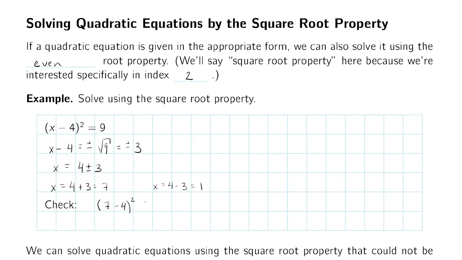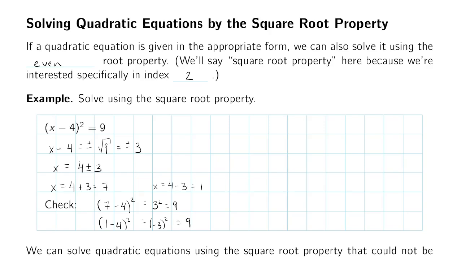7 minus 4 squared, that's 3 squared is 9. 1 minus 4 squared, that's negative 3 squared, is also 9. Now, the big advantage that this method has over factoring, in addition to the fact that it's faster and easier if our equation is set up properly, is that we can use it to solve equations that we would not be able to solve by factoring.